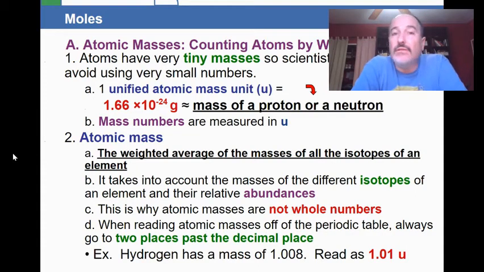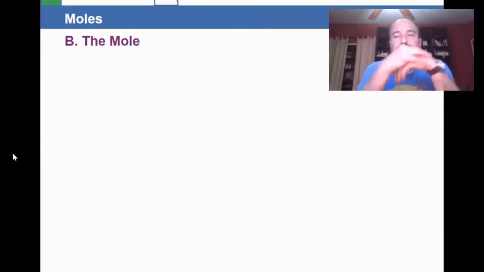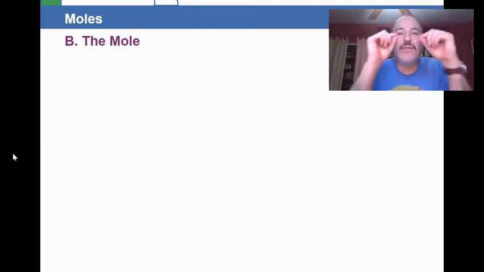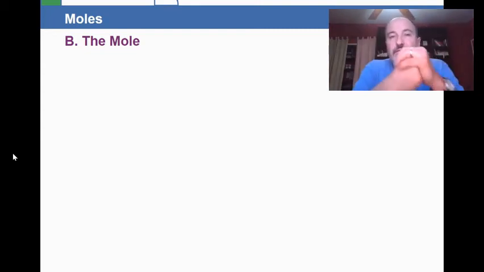But when you look at all of them, there are by far more carbon 12s, and that's why the atomic mass is 12.01. Okay? Now, as I was saying, since atoms are so incredibly small individually, we need to have enough of them that we can actually deal with them.